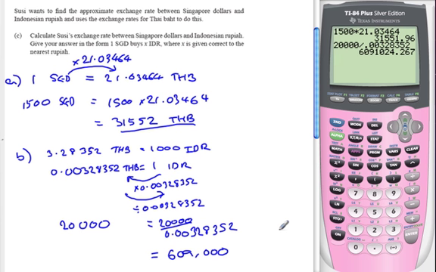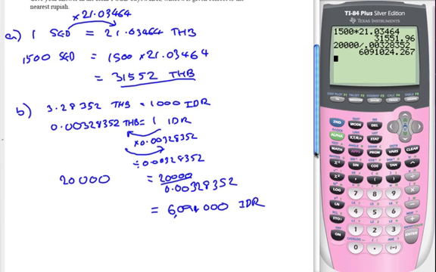Is that right? No, that's not right. I need a 1 there as well. So, yeah, to the nearest 1,000. So that's 6,091,000 Indonesian rupees. So multi-billionaire in Indonesia now.